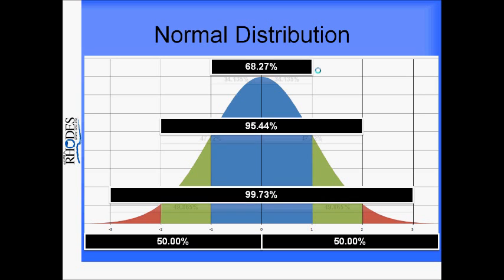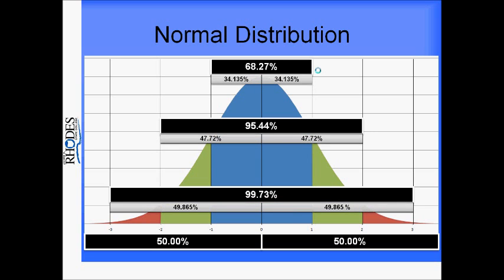Very important. Other information you can decipher, because it's symmetrical, you can break these in half. So between -1 and 0, it's 34%. Between 0 and -2 is 47. All of this is this number divided by 2 because it's symmetrical. And same way down here, from 0 to -3 is 49.865.